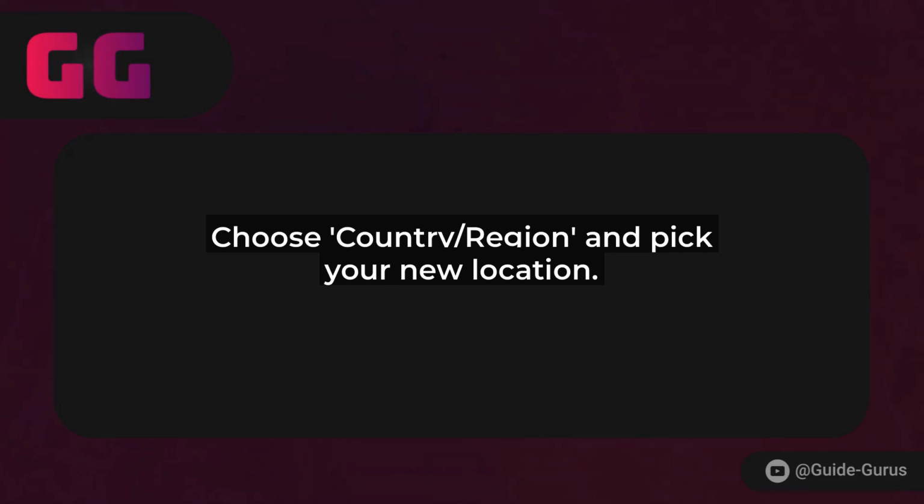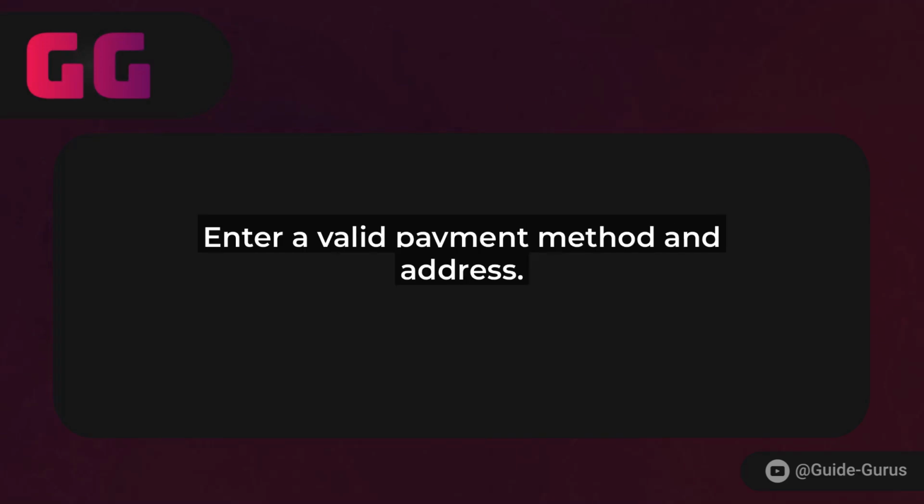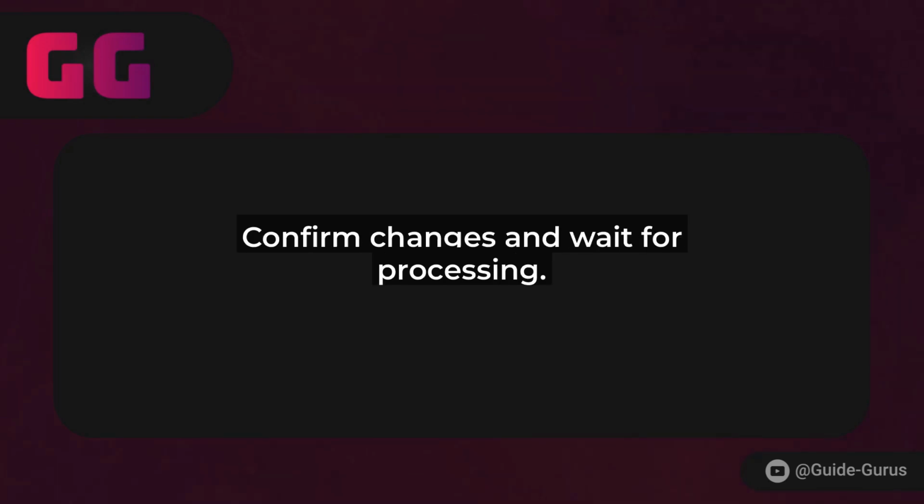Apple will prompt you to review the terms and conditions for that region, so read through them quickly. Then, enter a new payment method and billing address from the selected country. This is crucial, as it verifies your location. After confirming everything, hit Next, and wait for the changes to process. It usually takes just a minute or two. Once done, your Apple ID country will be updated, and you can start enjoying content from your new region.